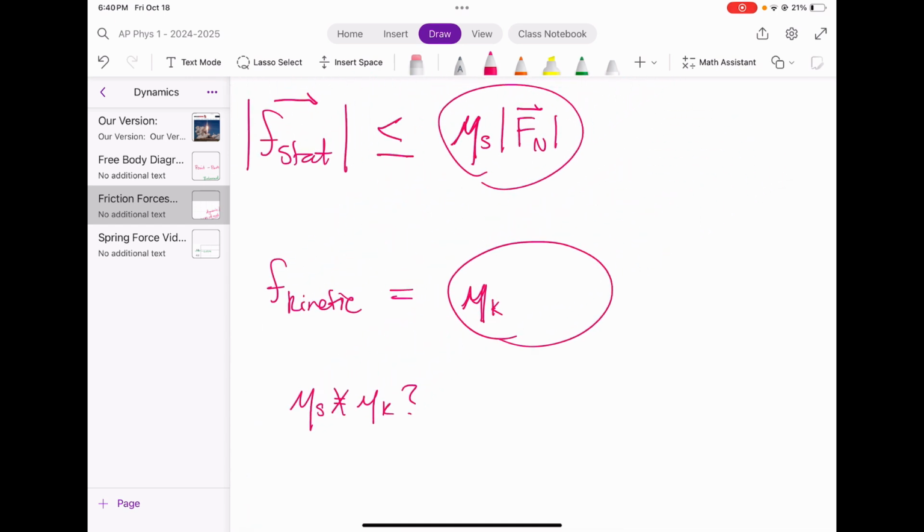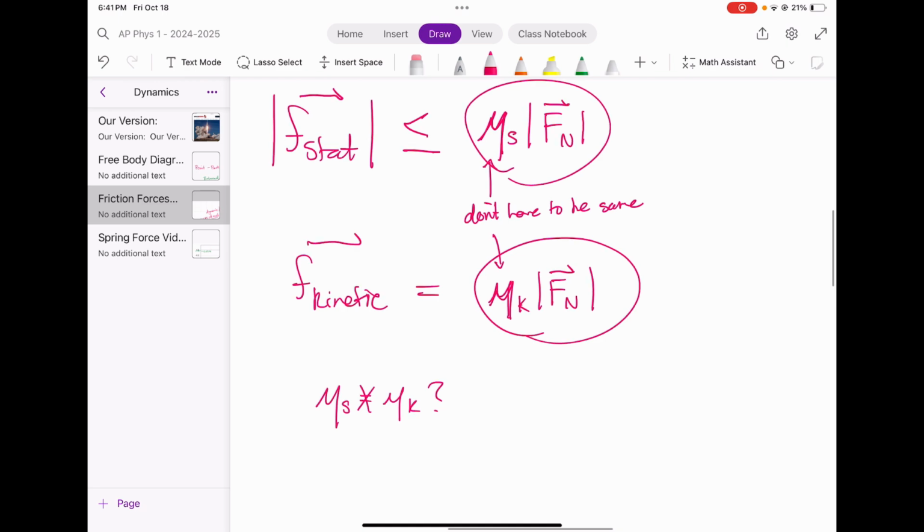And so actually, in most cases, these are not equal to each other. The static and kinetic frictional forces don't have to be the same. They could be totally different values for the same surface, but it's still the same kind of relationship. It depends on how much weight is on top, and that therefore changes the amount of normal force. More normal force means more friction. And so we have a very similar relationship.